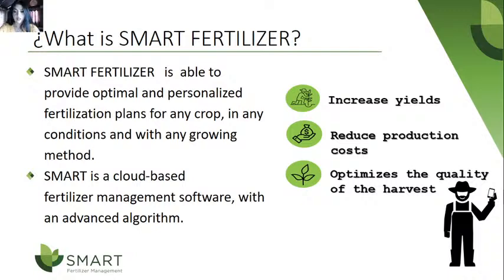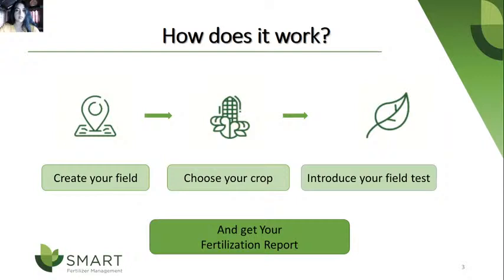This software works based on the area, the nutritional requirement of the crop, the phenological stage, and field tests of water, tissues, and soil. What the software does is give us the exact amount of fertilizer that we need to apply, so we don't have nutritional deficiencies or excess of fertilizer in our crops.